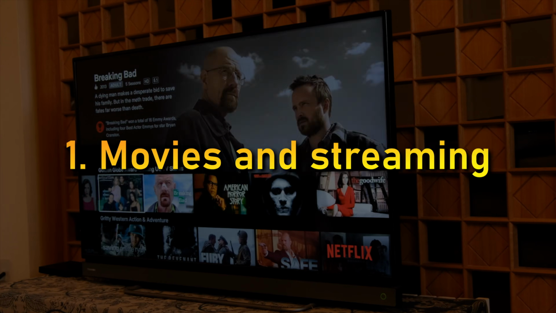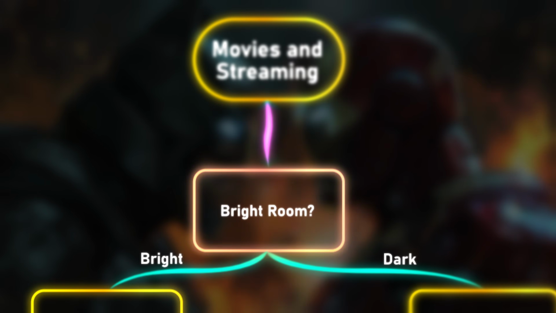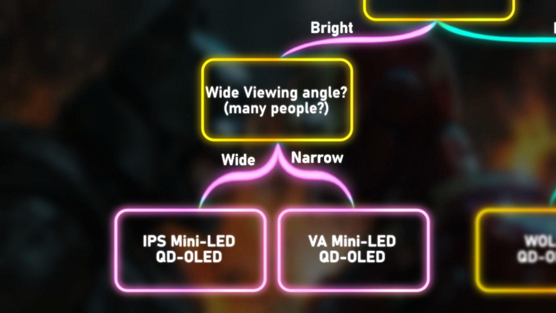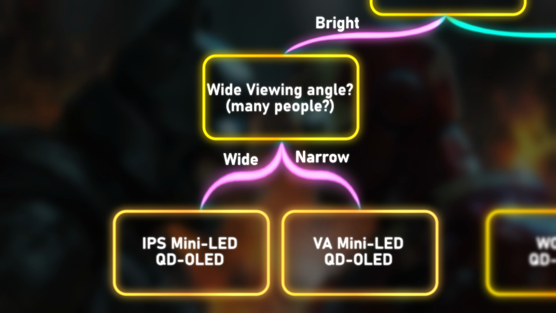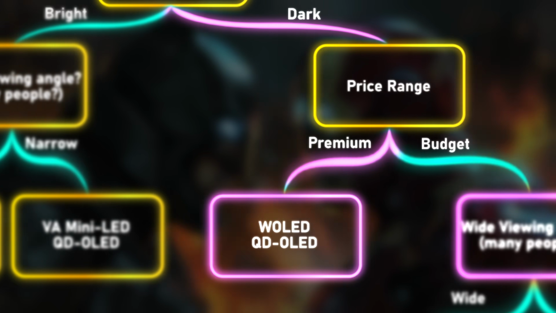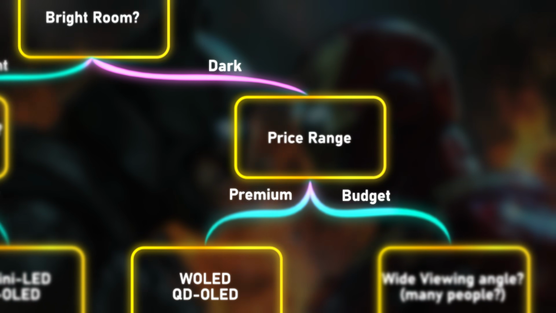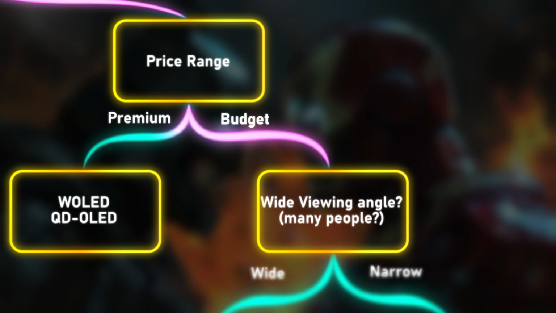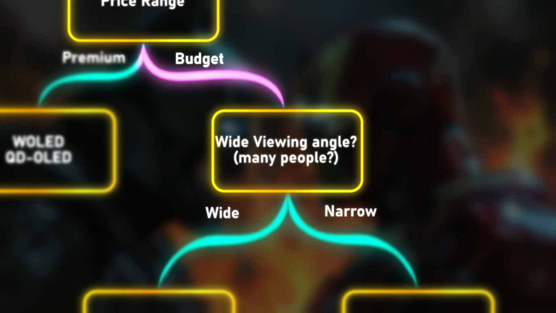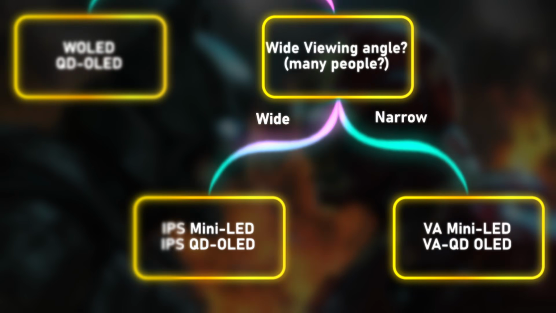Regardless whether it's a TV or monitor, most people fall into one of these four categories. 1. Movies and streaming. Let's follow the chart. Consider your room lighting. If you're in a bright room, then IPS mini LEDs and QD OLED will be what you need. Now, if your room is dark, you need to think about your budget. If you want premium, then get the WOLED or QD OLED with no further questions. But if you're on a budget, then you need to think if it's just you watching or a wide group. If it's just you, get a VA, otherwise get IPS.